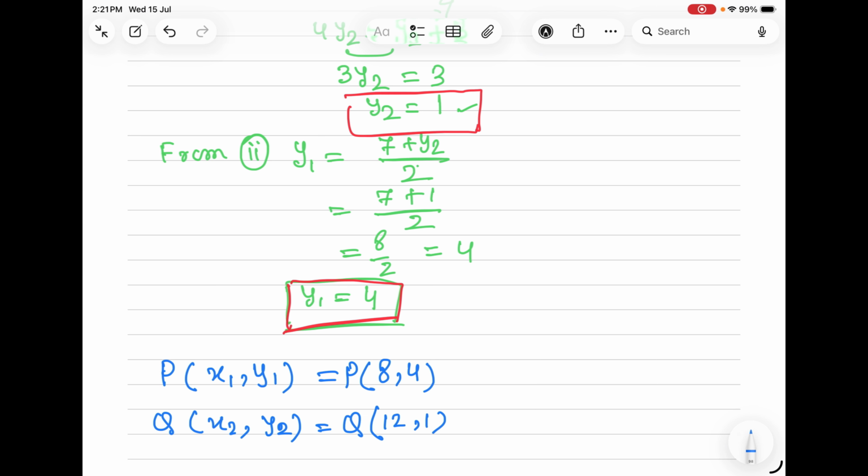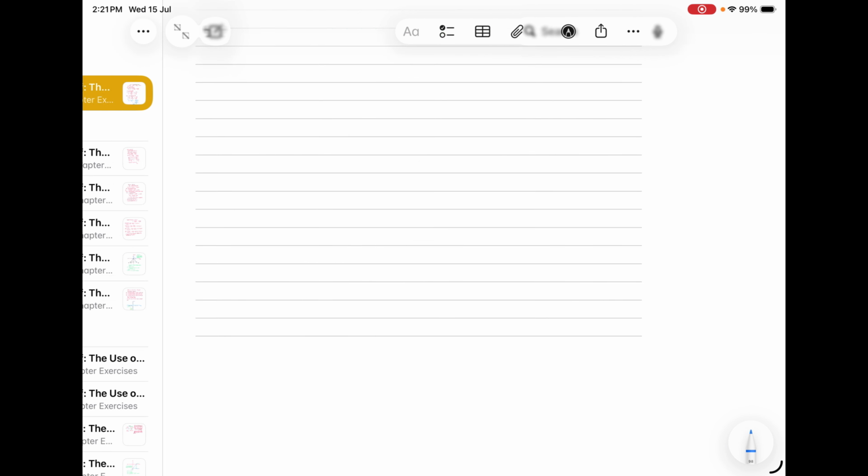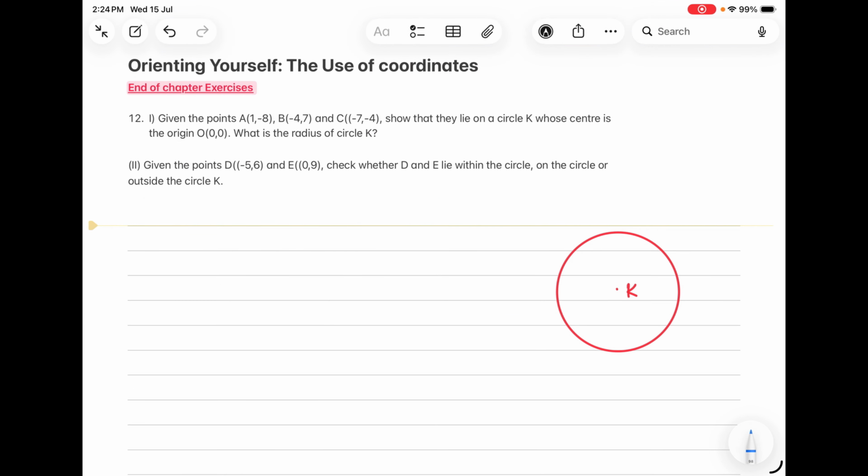Let's do question number 12. Question number 12 is: given the points A, B and C so that they lie on a circle K whose center is the origin O. What is the radius of the circle K? That is the first part of this question number 12.